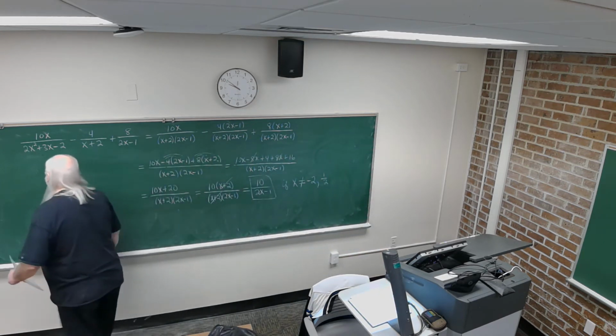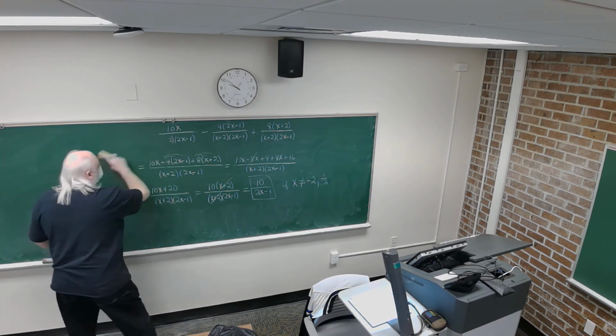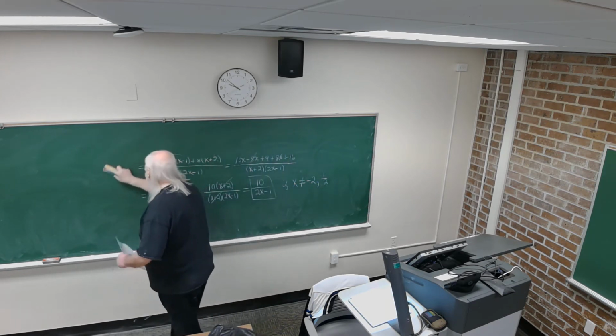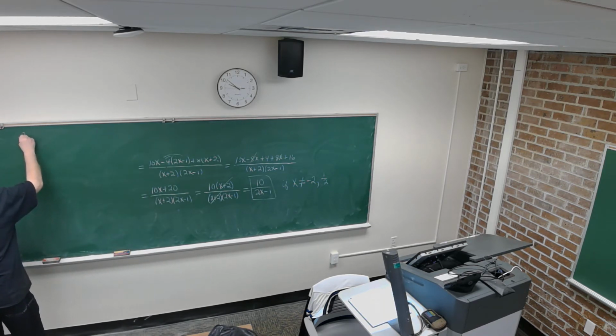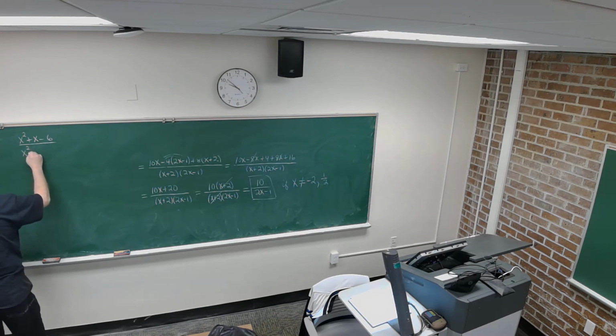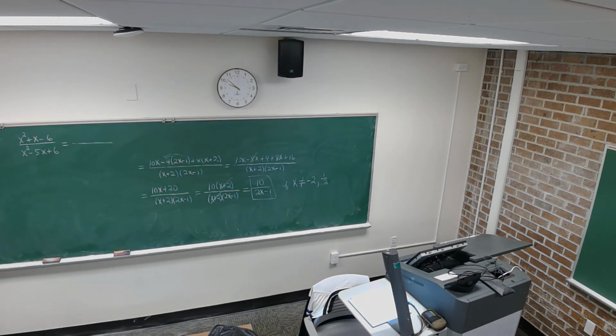So this one at the top of the page, we're going to simplify a rational expression that's quadratic in the numerator, quadratic in the denominator. So we have x squared plus x minus 6 over x squared minus 5x plus 6. So let's see if either of those quadratics factor with integers.